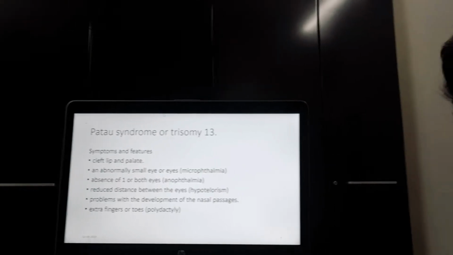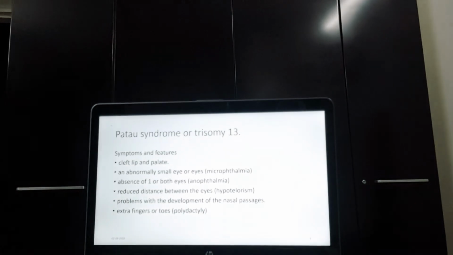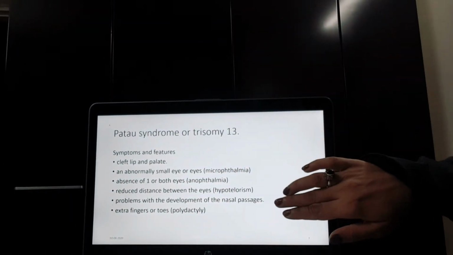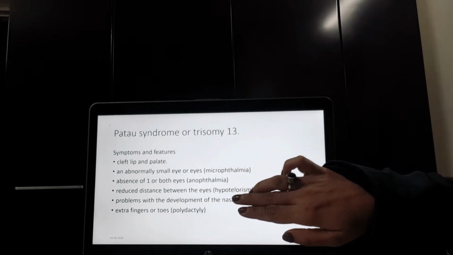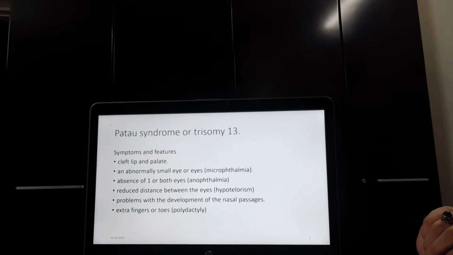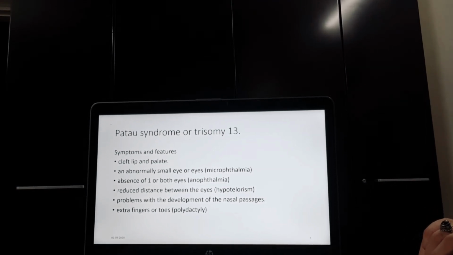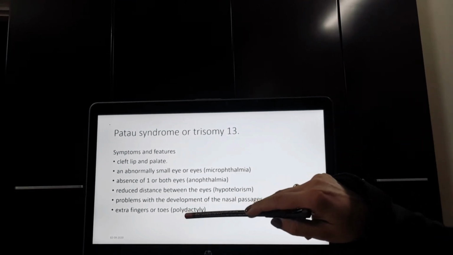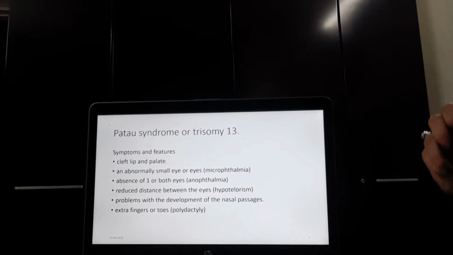Pallavi syndrome is basically trisomy 13. Let's go ahead and see that as well. The symptoms and features. Now, all these are the symptoms: abnormally small eyes, absence of one or both eyes, reduced distance between the eyes, problems with the development of the nasal passage, extra fingers or toes. This is one which we will discuss right now, and I'll be showing you pictures for it. Here comes the next slide.